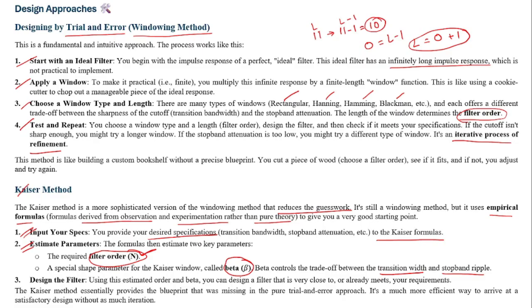After we have got the filter order and the shape parameter, we can go for designing the filter. Using this estimated order and beta, we can design a filter that is very close to, or already meets, our requirements. The Kaiser method essentially provides the blueprint that was missing in the pure trial and error approach. It's a much more efficient way to arrive at a satisfactory design without as much iteration.